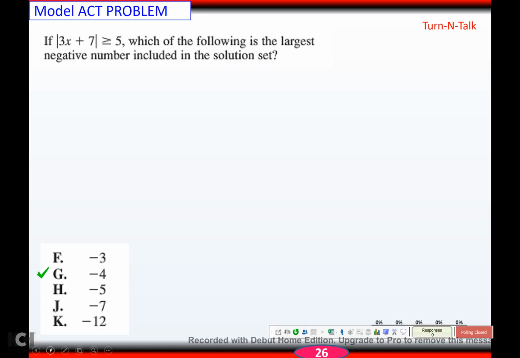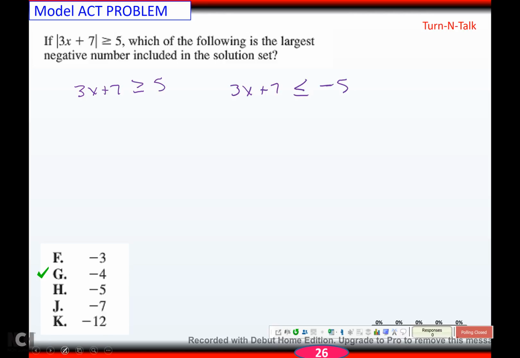If the absolute value of 3x plus 7 has to be greater than or equal to 5, which of the following is the largest negative number included in the solution set? Well, I'm going to have to solve it. You drop the bars, drop the inequality, keep the sign the same. Then you drop the bars, you flip the inequality, and you change the sign on the other side.